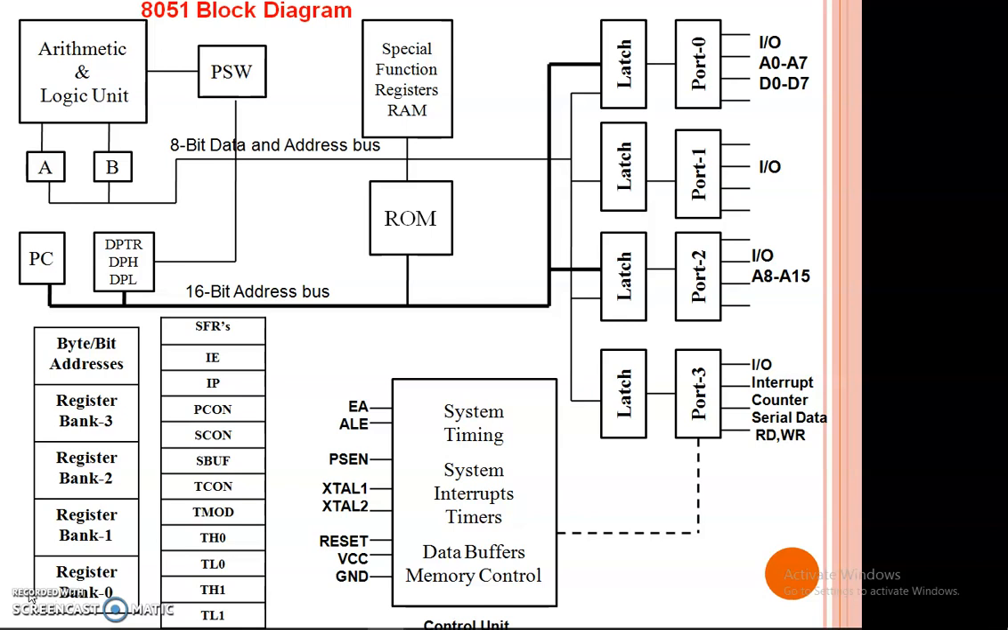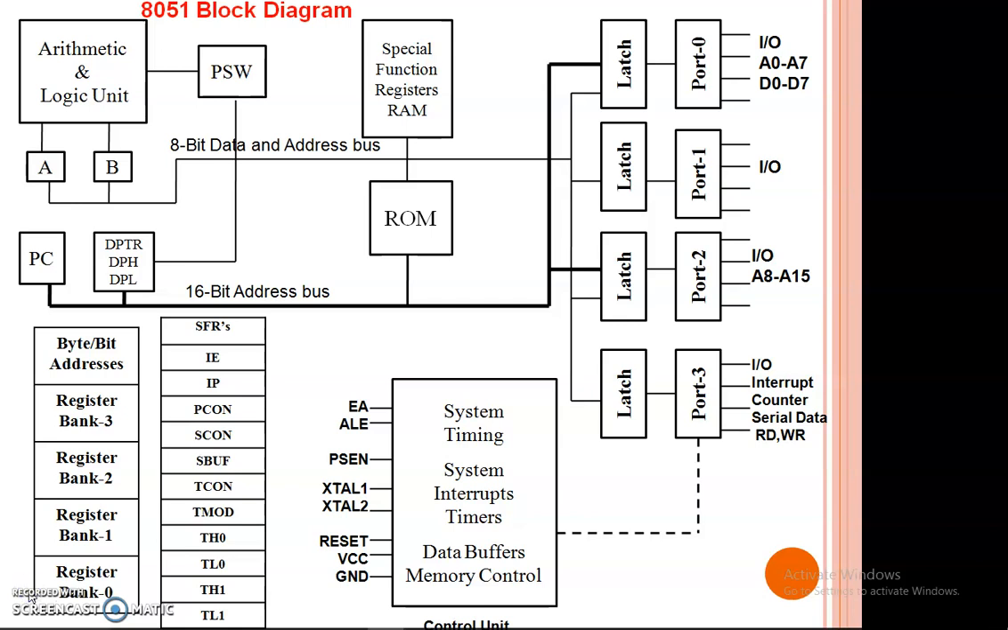PCON, power control register, is used to reduce the power consumption. Next, TH1 and TL1. These two registers are related to timer 1. TH means timer higher byte. TL means timer lower byte. Next, TH0 and TL0. These registers are related to timer 0.